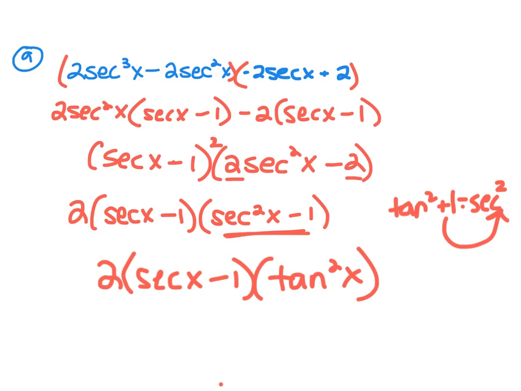So same rules apply for factoring. If there's 4 terms, you're going to factor by grouping. 3 terms, you want to factor it by doing the first and the last, that kind of thing.